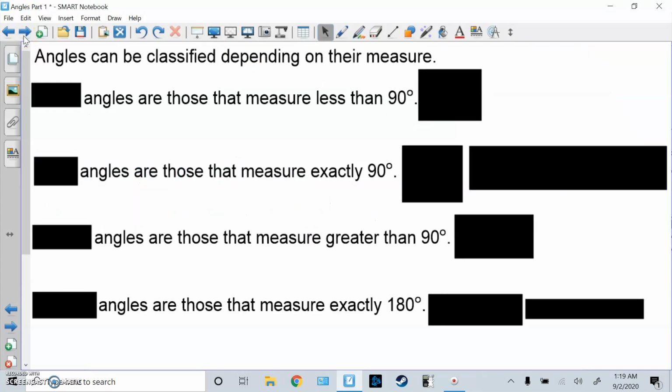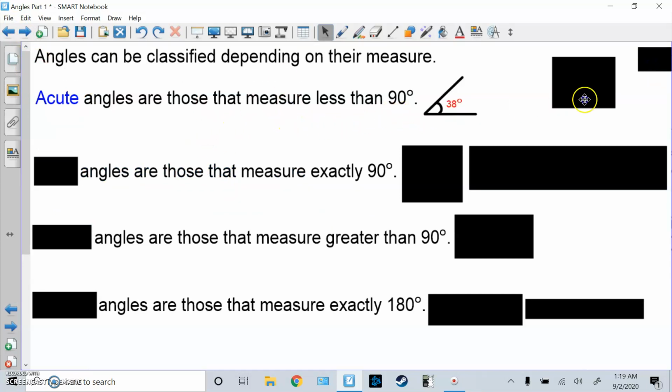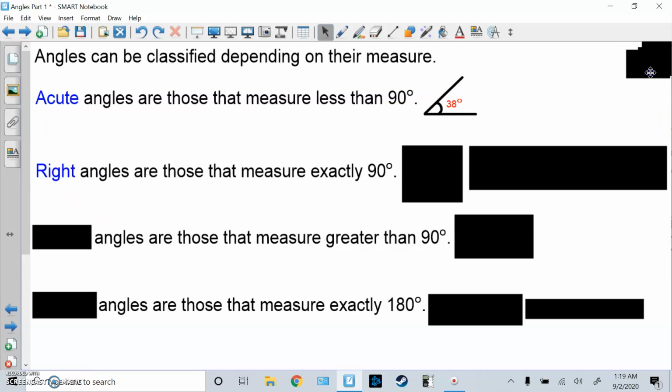Angles can be classified depending on the measure. Hopefully I know the word acute. Acute angles are those that measure less than 90 degrees. So here's an example picture. This is 38 degrees. Next we have right angles. Right angles measure exactly 90. So here's a right angle.